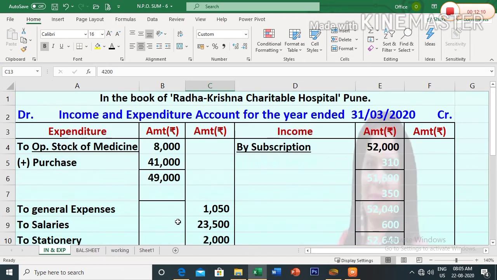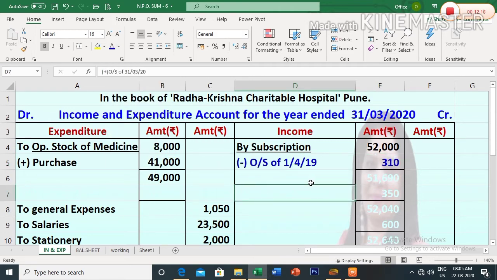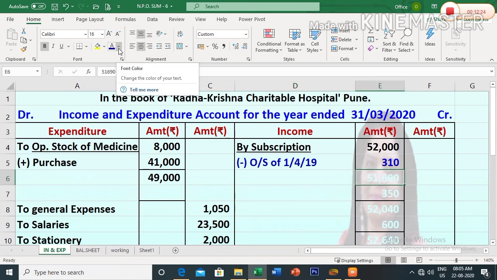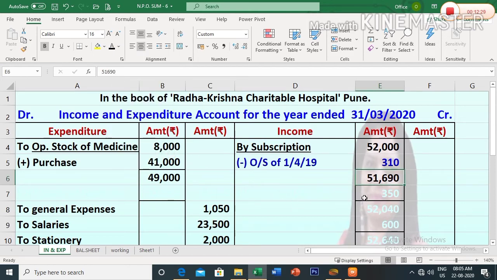So from subscription in the income and expenditure account, credit side, you have to deduct the outstanding of 1st April 2019, 310. After deducting you will get the amount 51,690, and this is the last year outstanding, that's why it will be recorded in the opening balance sheet.